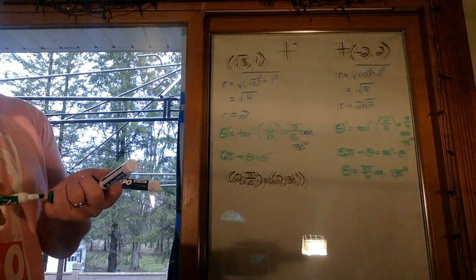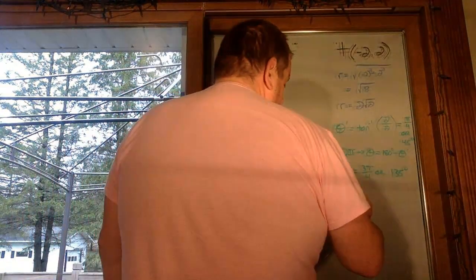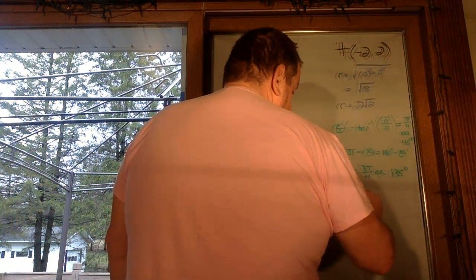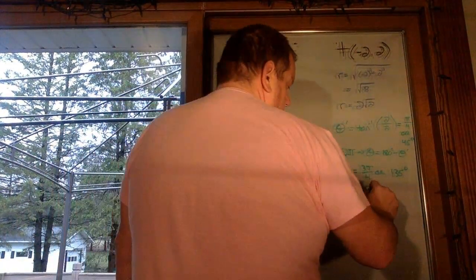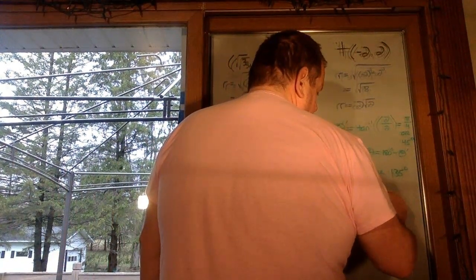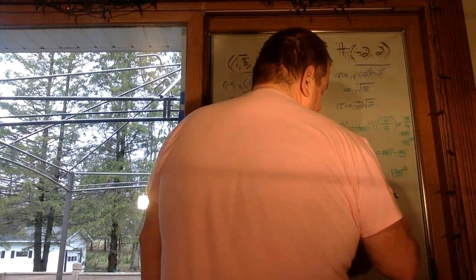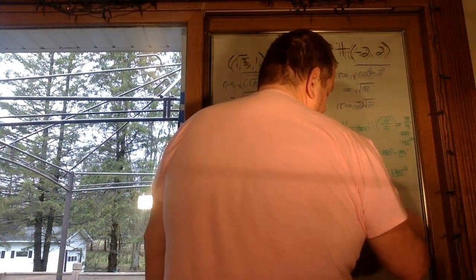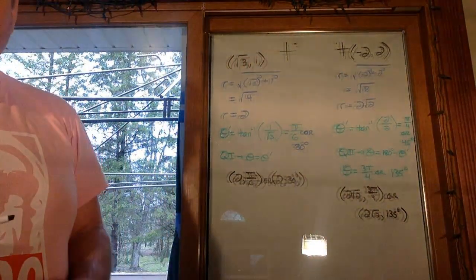So one of those two. Okay? So this answer over here would be the polar point 2 square roots of 2, comma 3 pi over 4, or 2 square roots of 2, comma 135 degrees. One of those two.